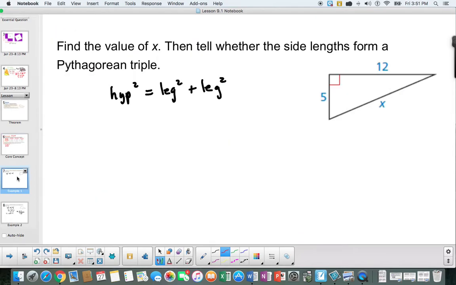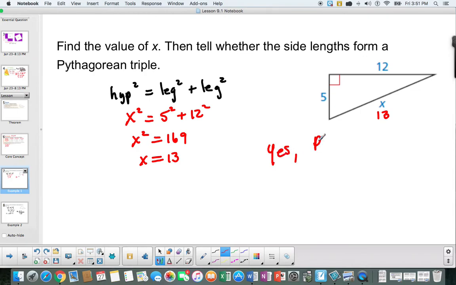Okay, let's go ahead and find the value of x and decide if this is a Pythagorean triple. So I'm going to take the hypotenuse, which is x squared, and take a leg, 5 squared, plus 12 squared. I'm going to get x squared is equal to 169, so x is equal to 13. Now when all the numbers are integers, we call this a Pythagorean triple. So the answer is yes, it's a Pythagorean triple.